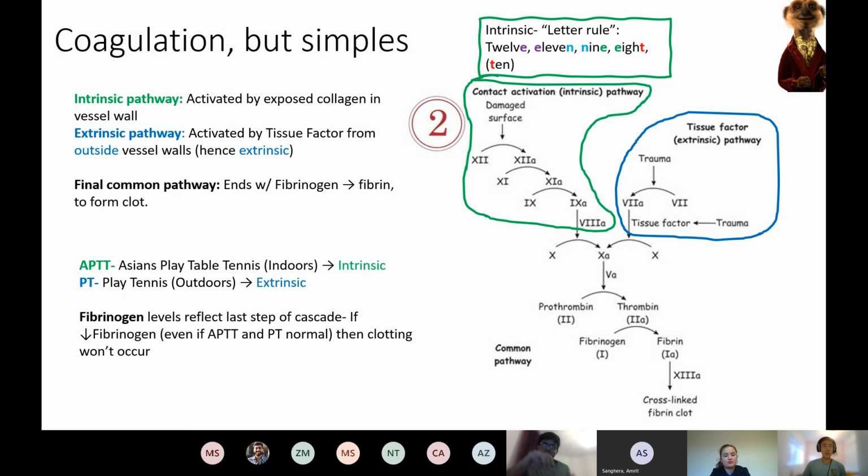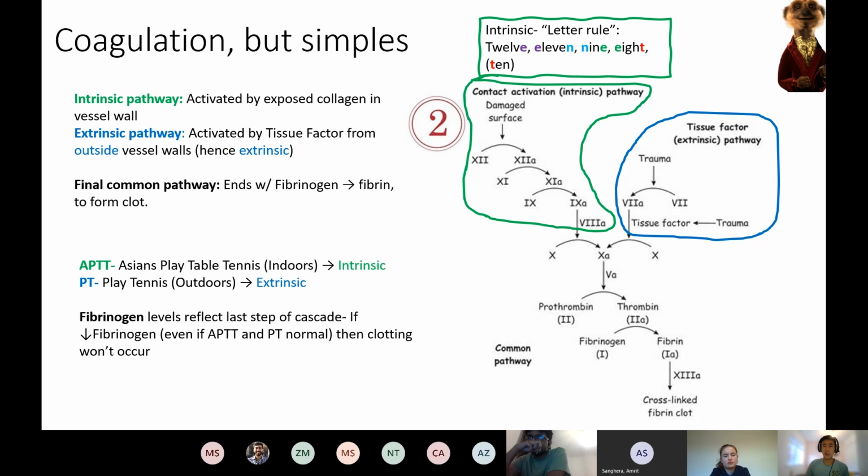So if prothrombin time is extended, that suggests it's the extrinsic pathway. That's suggesting there's something affecting factor 7. We won't go into specifics or things like warfarin. We'll save that for another heme day.